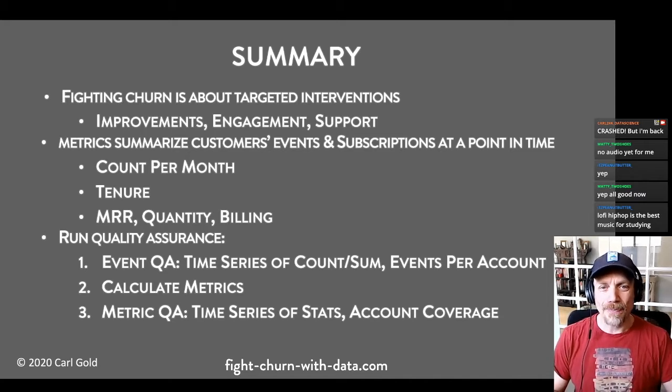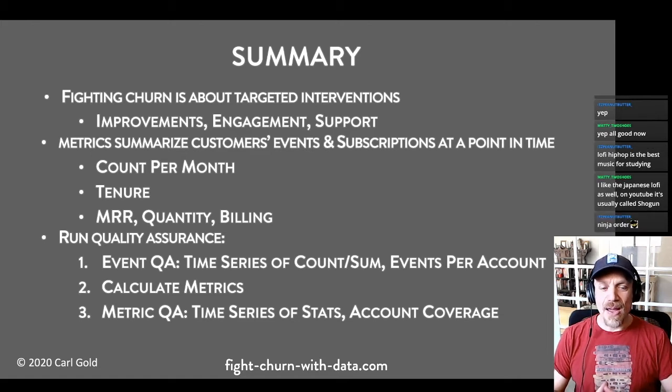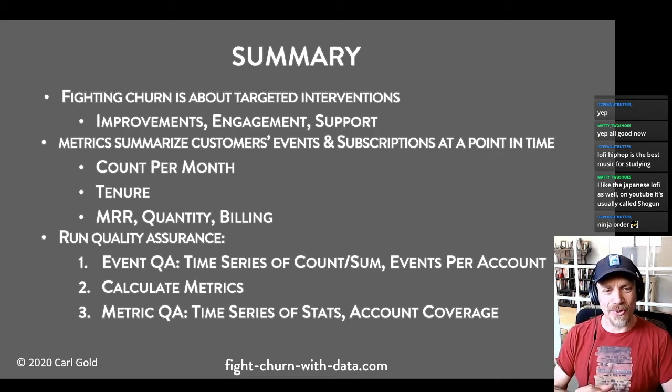Okay, the other thing we talked about is running quality assurance and the correct order to run them in. You start by doing your event QA, which can consist of time series of counts and sums of the events, and also calculating the events per accounts with the overall aggregation. Next, you calculate metrics. And then finally, you do metric QA, which is additional quality assurance on your metrics, things like time series, stats, and the number of accounts covered. Ninja order. Yes, this is the ninja order for doing this thing.